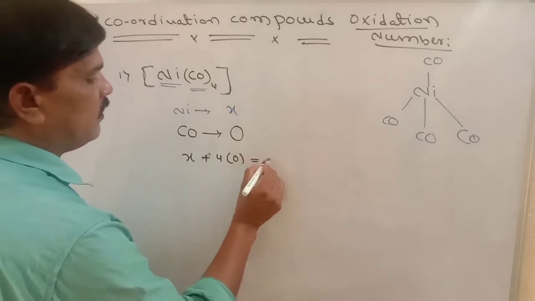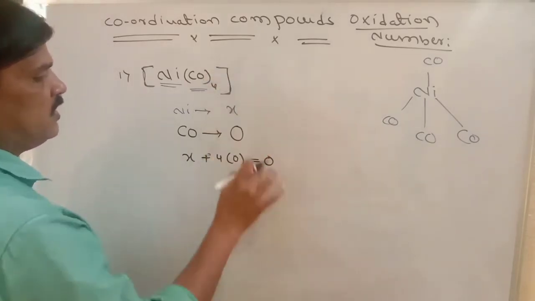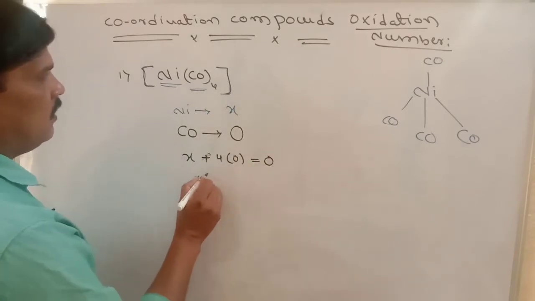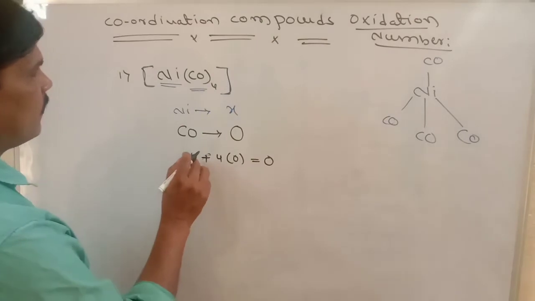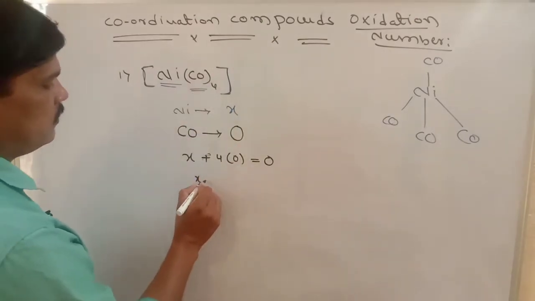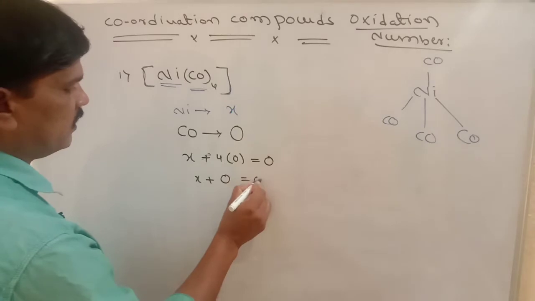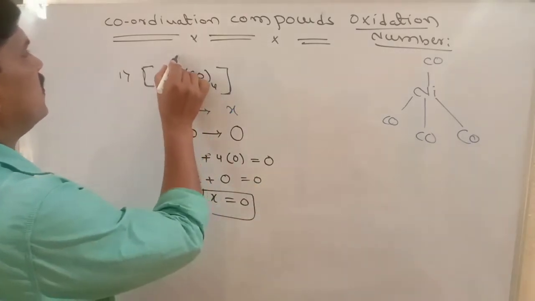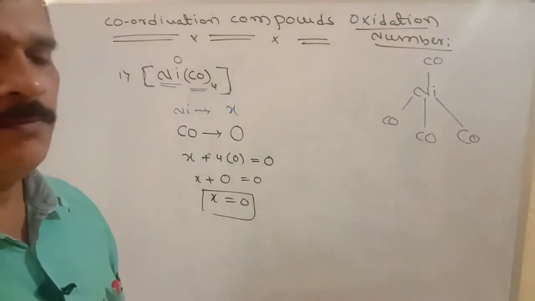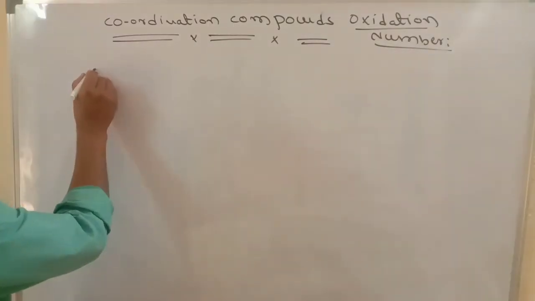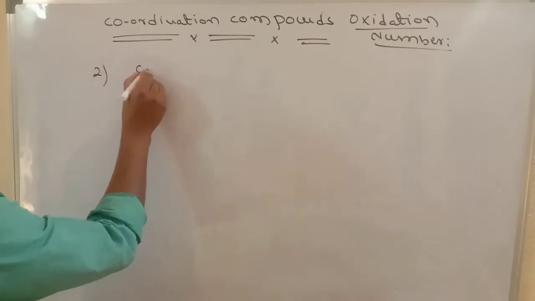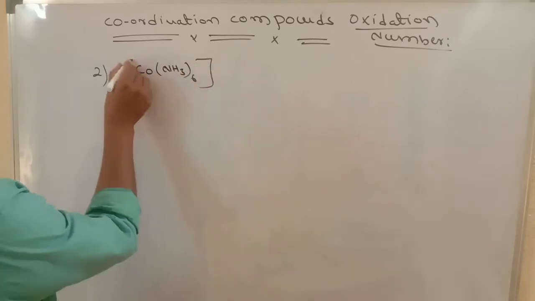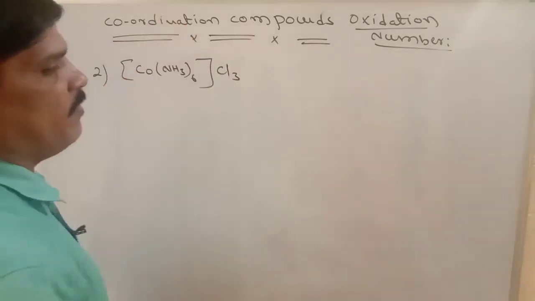The charge is 0, so equal to 0. If a charge is there, equal to that charge. There is no charge, so equal to 0. X plus 4 into 0, which is 0, equal to 0. X equal to 0. Here the nickel oxidation state is 0. Please remember it. For example, Co(NH3)6Cl3, this type of complex compound.